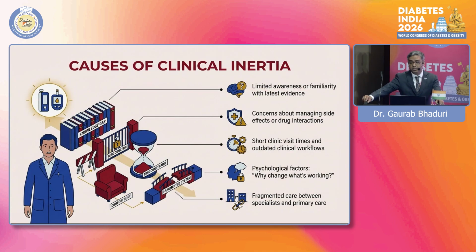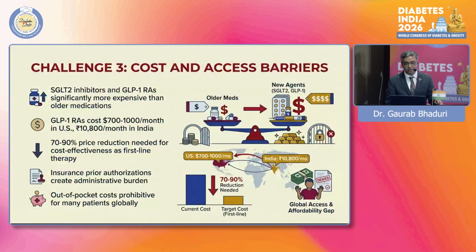There is limited awareness or familiarity with the latest evidence, and concerns about managing side effects or drug interactions. There are very short clinic visit times, and very important are the psychological factors: why change what's working? A clinician might think the HbA1c is under control, the patient is doing otherwise well. Why bring one additional drug into the patient's treatment profile and disrupt the entire thing? So they might have that kind of clinical inertia.